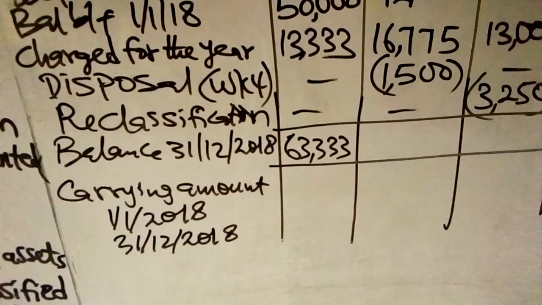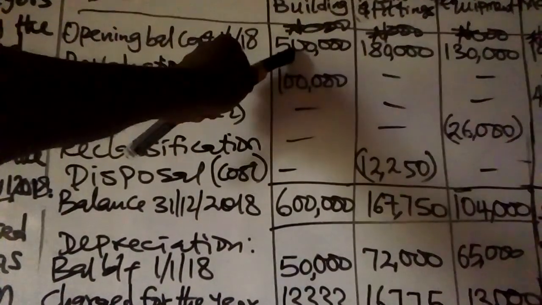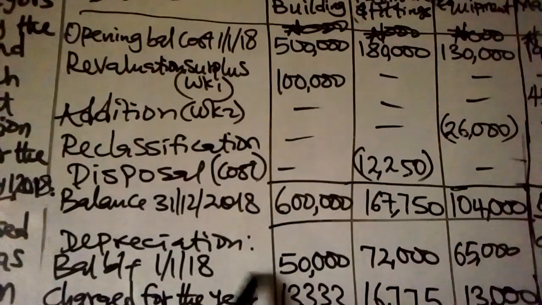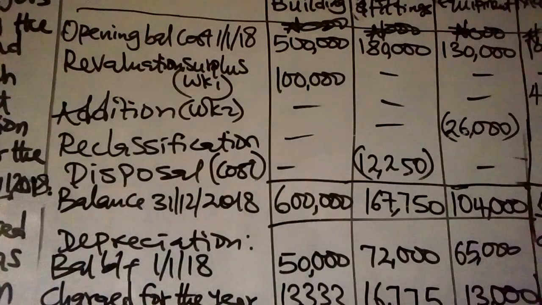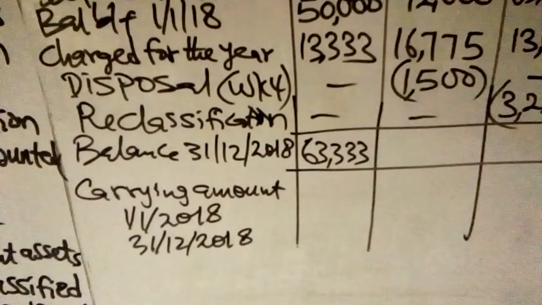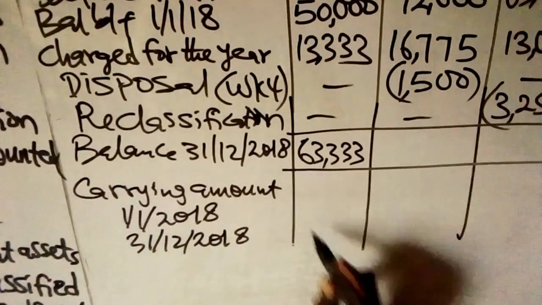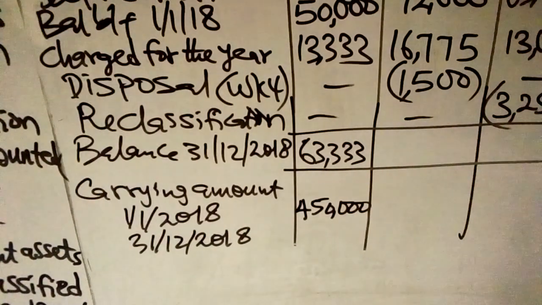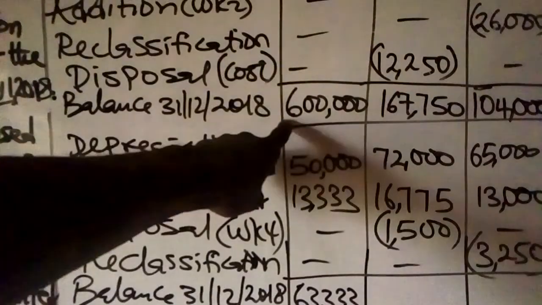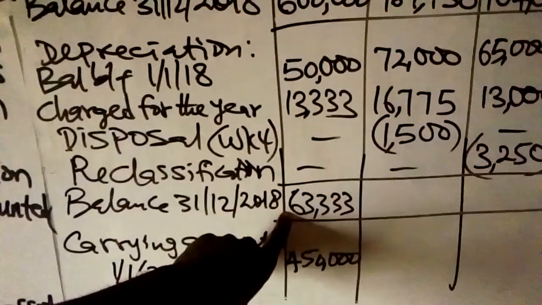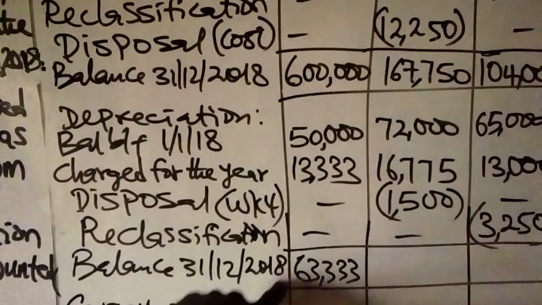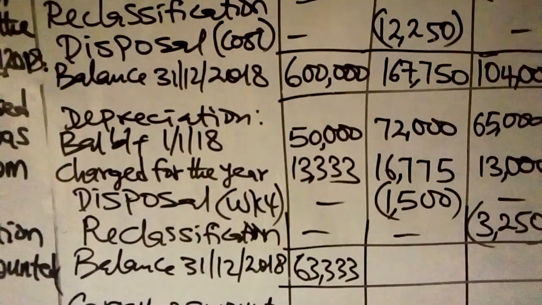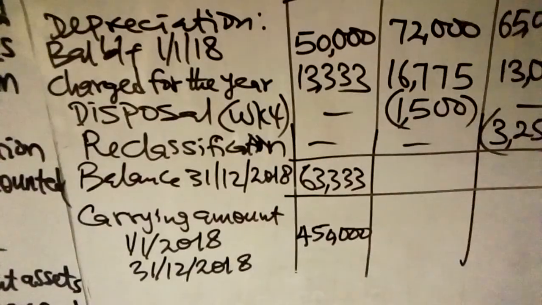To get the carrying amount as at 1st of January 2018, I said you take the opening balance here, which is 500,000, minus the opening balance of depreciation, which is 50,000. 500,000 minus 50,000 will give us 450,000. Then the closing balance. You take the total column here minus the total column. So that means you have 600,000 minus 63,333. Then you have 536,667.